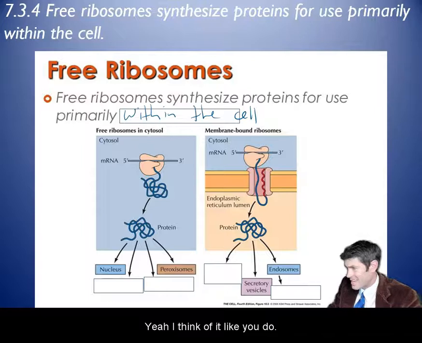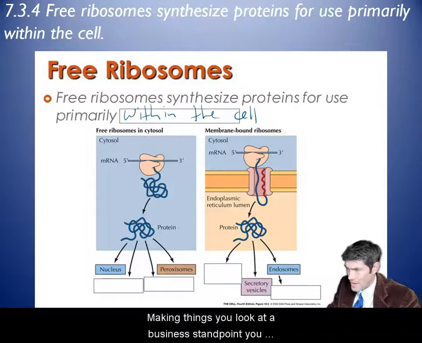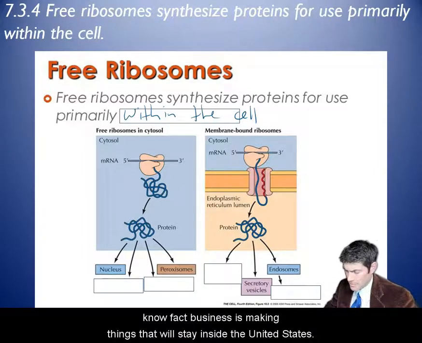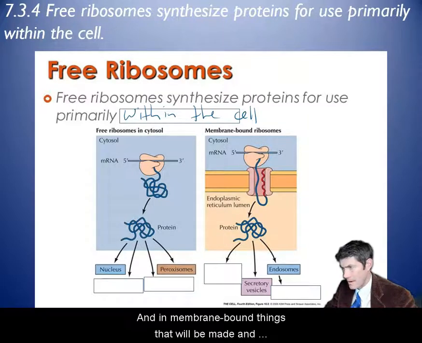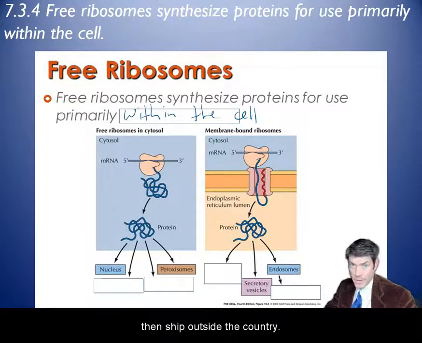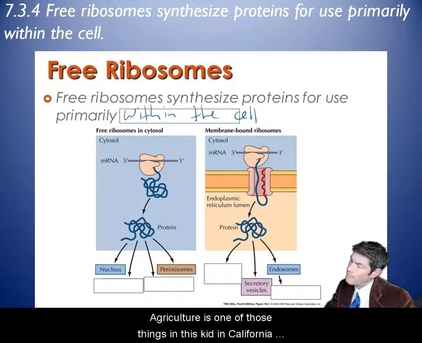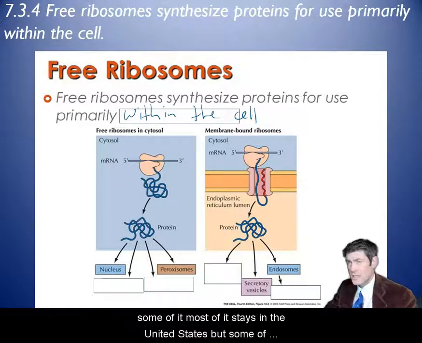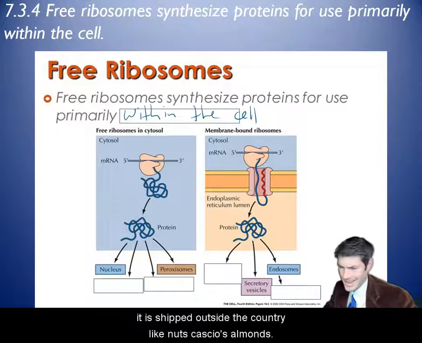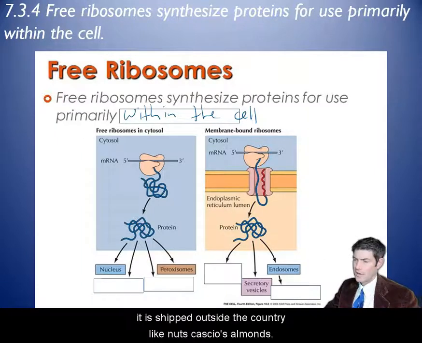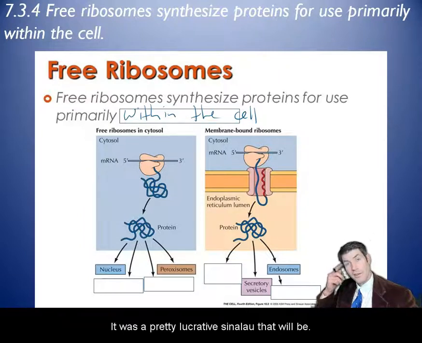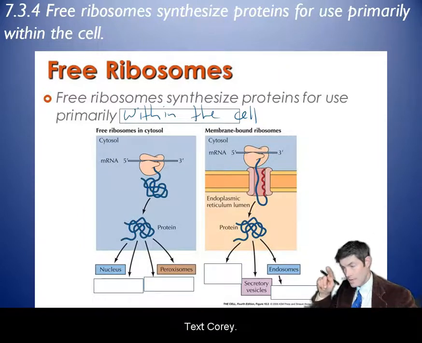You kind of think of it like, if you look at a business standpoint, businesses making things that will stay inside the United States. And then membrane bound, things that will be made and then shipped outside of the country. Like our agriculture is one of those things in California. Most of it stays in the United States, but some of it is shipped outside the country, like nuts, pistachios, almonds. Those are pretty lucrative, so a lot of that will be exported.